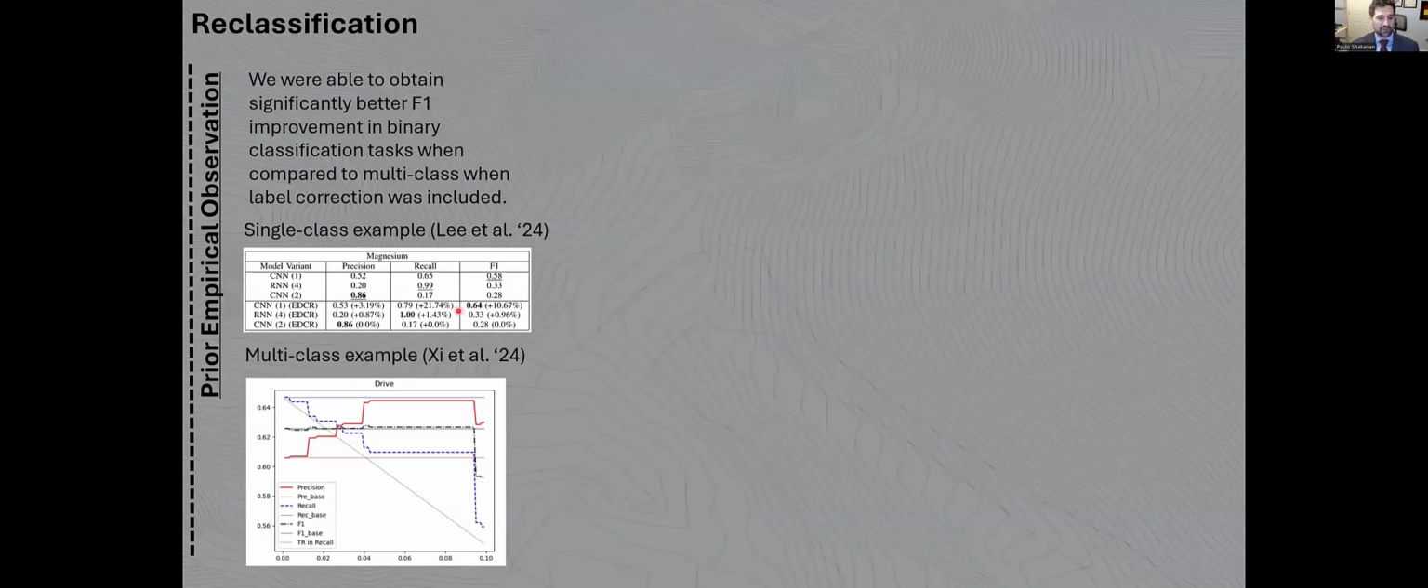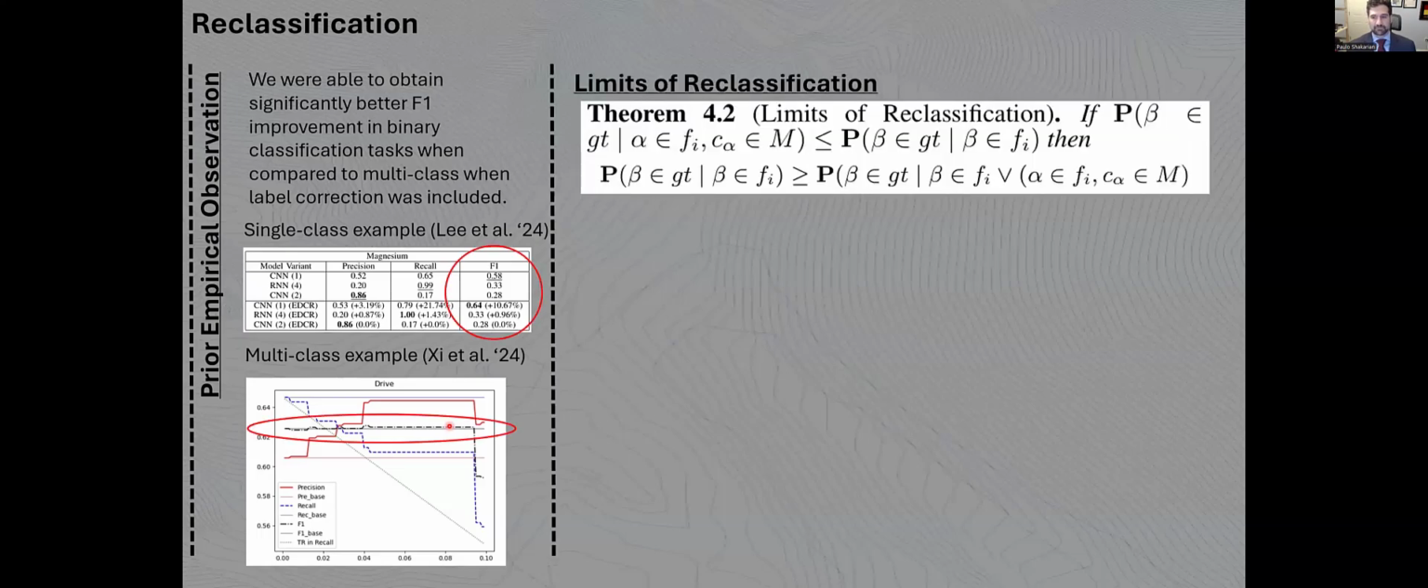Meanwhile, when we have a multi-class problem, we see with the trajectory problem, we are getting precision improvement, but the recall improvement is about as much as the precision is improving, and your F1 is kind of flatlining here. And this is even after the correction step. So we were wondering, why does this happen? Well, this leads to the limits of reclassification.